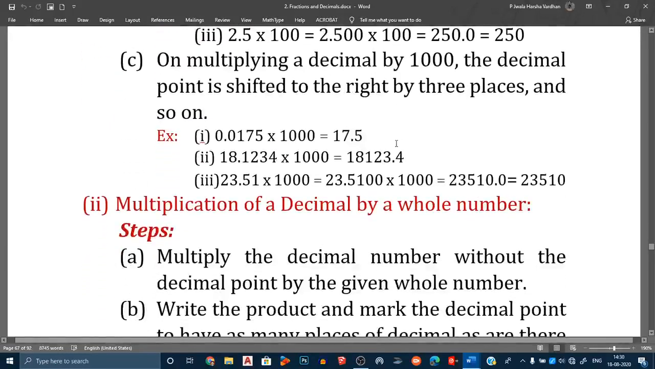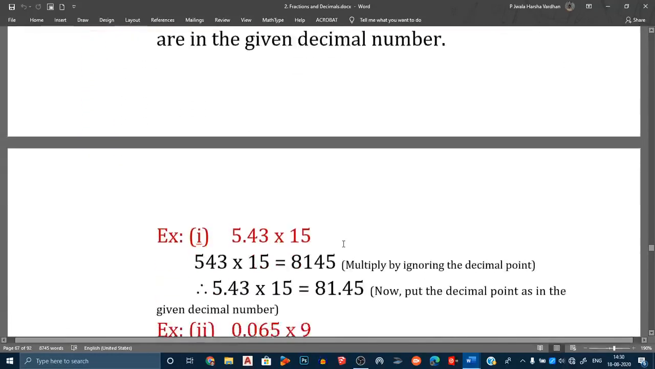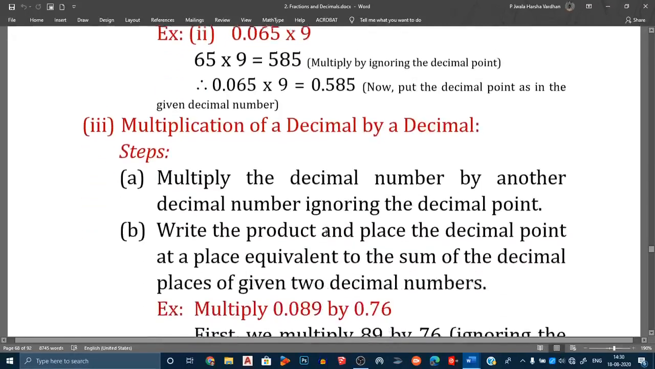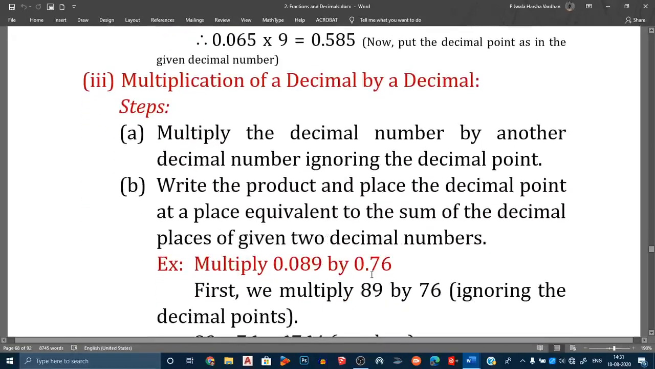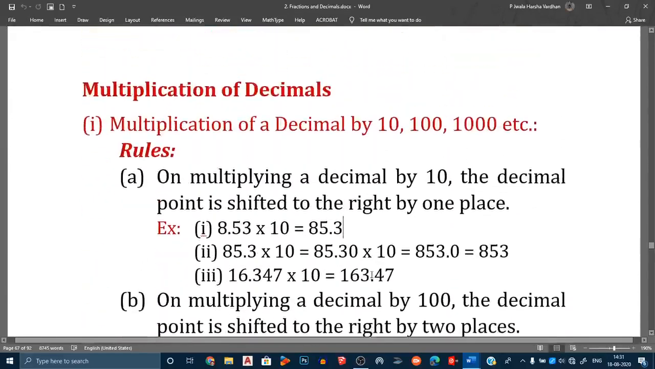Next, in the second one, you have to know about the multiplication of a decimal by a whole number. A decimal number will be given, and we have to learn how to multiply that decimal number with the whole number. So this is the second concept. And the third concept is the multiplication of a decimal number by a decimal number. Both numbers will be in the form of decimal numbers. So these three types you have to learn in this multiplication of decimals.